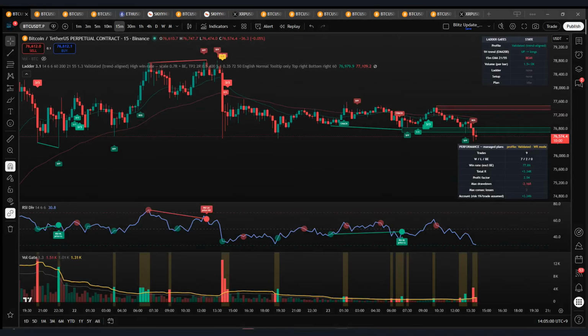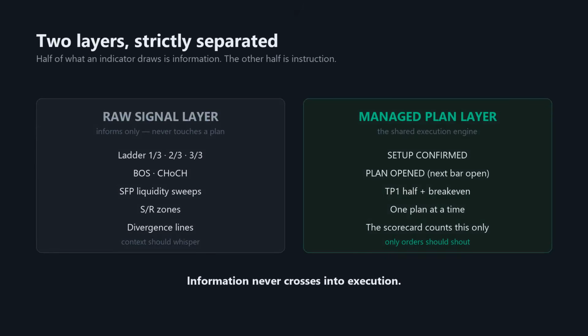Half of what an indicator draws is information, the other half is instruction. The old ladder mixed the two. Big labels that looked like commands sat next to labels that were just context, and you couldn't tell them apart at a glance. Ladder 3.1 splits the screen into two strict layers, a raw layer that only informs, and a managed layer that only executes.